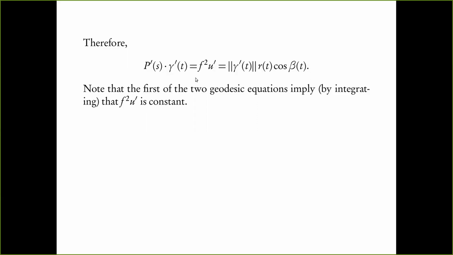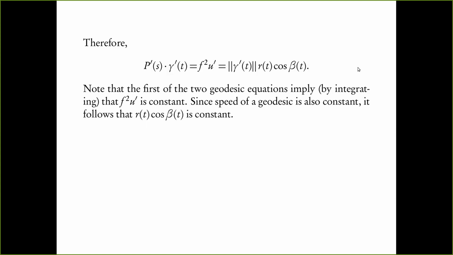So that means this middle term is a constant. The speed of a geodesic is a constant. Whatever they are, this is non-zero, which means r of t into cosine beta t is a constant. All right. So any questions so far?